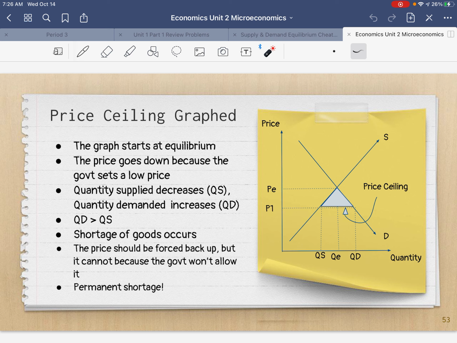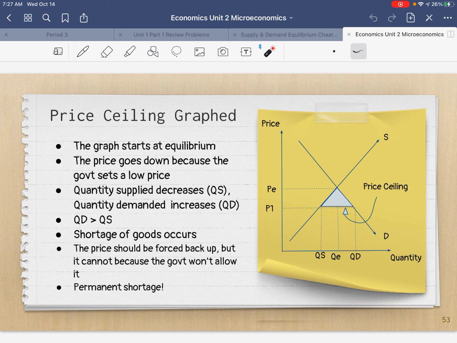So the price goes down because the government sets a low price. The government says, this was the price, but it's too expensive. We're going to set the price down here. And here's what happens. We set this new price, we draw a point, we draw our dotted line over. We hit the supply curve, and we have to go down, okay? Then we draw our dotted line over again. We hit the demand curve, and we go down, and that's our new QD. This is our new QS, okay? All of a sudden, we see that quantity demanded is greater than quantity supplied. That's a shortage, okay? And when we see that, we can color this in right here.